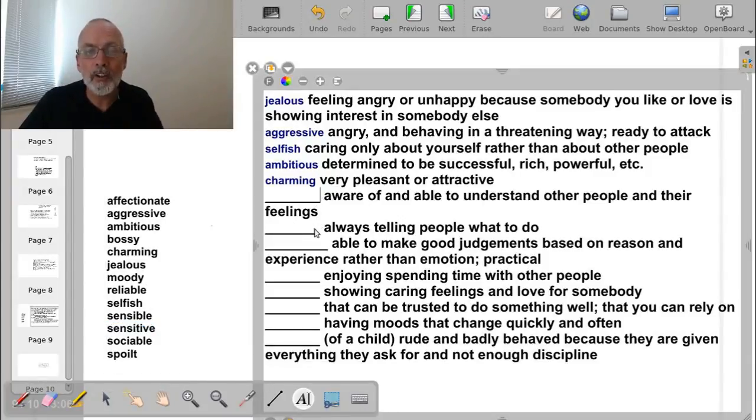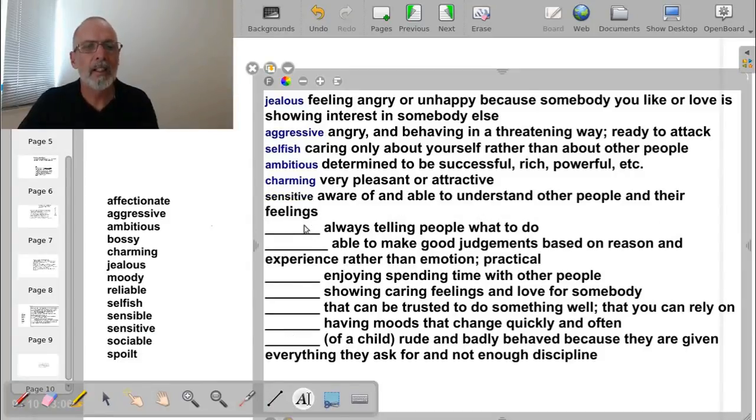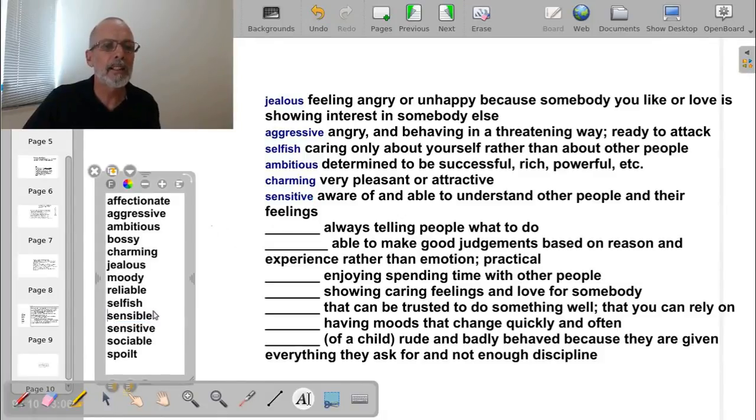Which in Spanish, if you shouldn't have any Spanish in this class, is different. I'm not going to use any Spanish words because I'll be breaking my own rule, but in Spanish this is more like this one here, sensible, which has a different meaning in English. So a sensitive person is aware of and able to understand other people and their feelings.